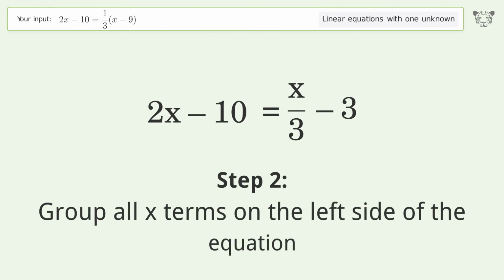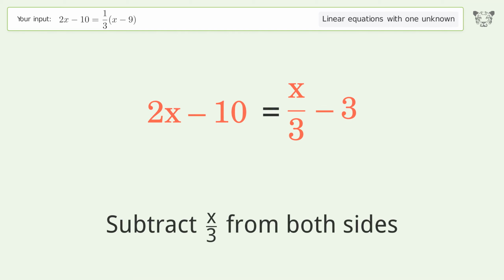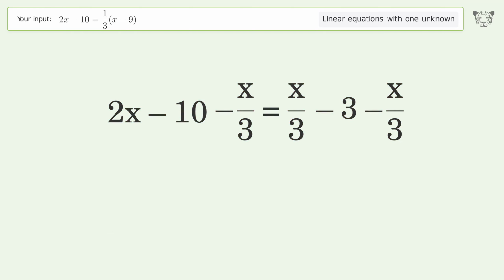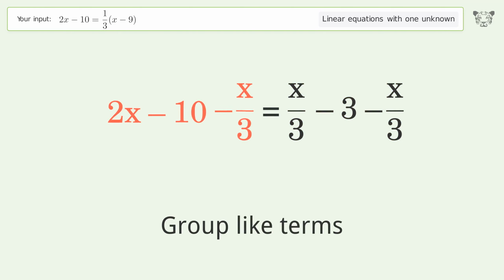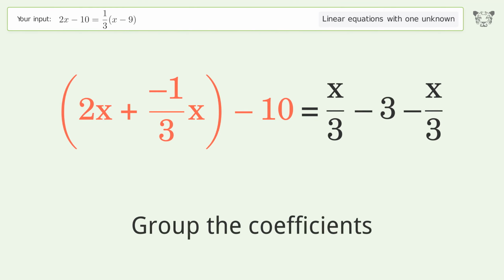Group all x terms on the left side of the equation. Subtract 10/3 from both sides. Group like terms. Group the coefficients.